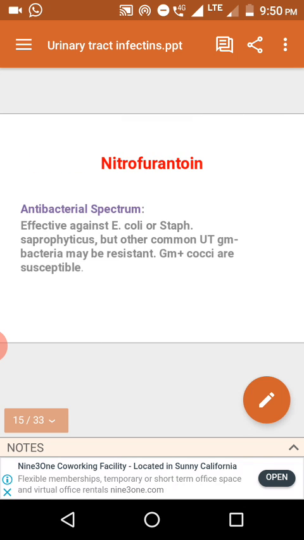Now nitrofurantoin. It acts on E. coli and Staphylococcus saprophyticus, but other common urinary tract bacteria may be resistant. Gram positive bacteria are susceptible. Nowadays there is resistance to nitrofurantoin, so it is mostly effective for E. coli and Staphylococcus saprophyticus bacteria.